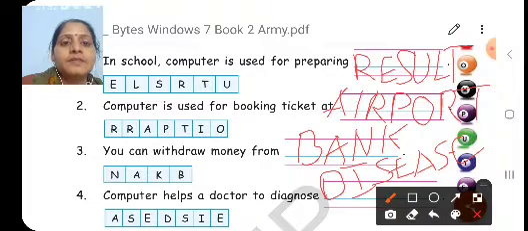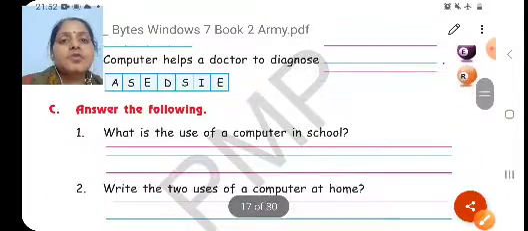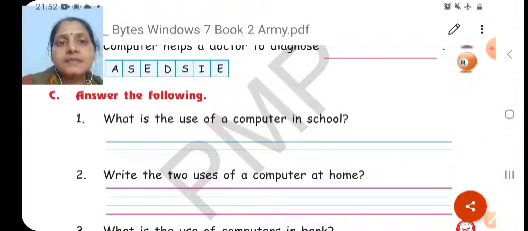So children, with this we have completed question number B also. Let us do question number C. Question number C is, answer the following question. What is the use of computer in school?